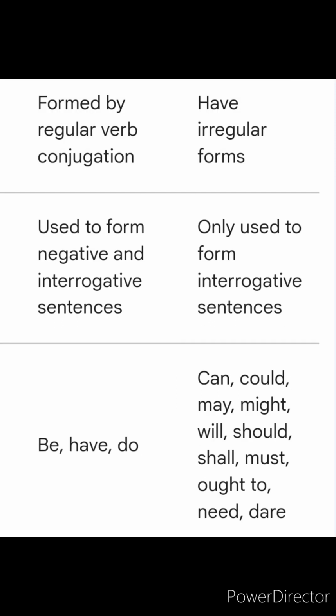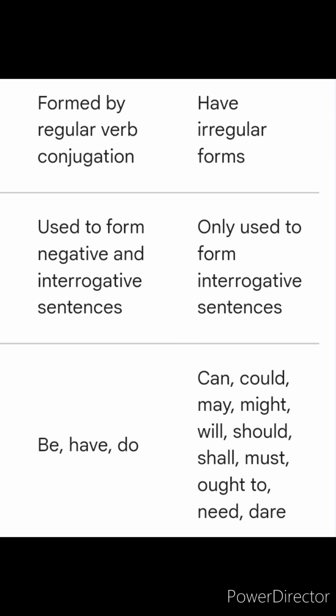Primary auxiliaries are be, do, and have. They change their forms according to the number and person of the subject. They are formed by regular verbs. The forms of be are are, am, is, are, was, and were. And be has two other forms, being and been. The forms of do are do, does, did. And the forms of have are have, has, had.